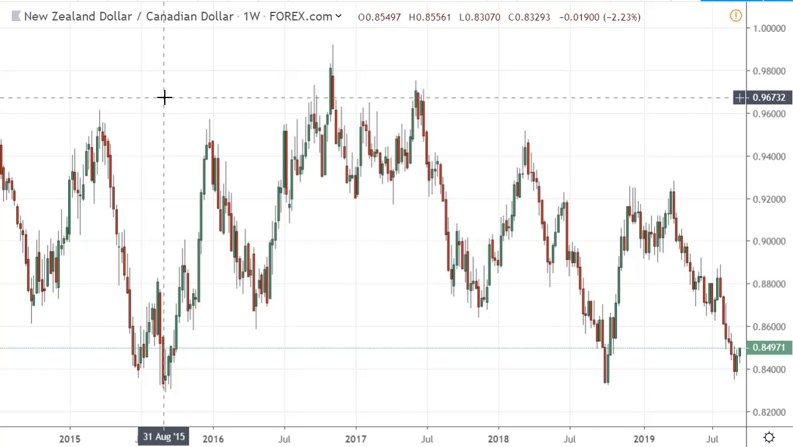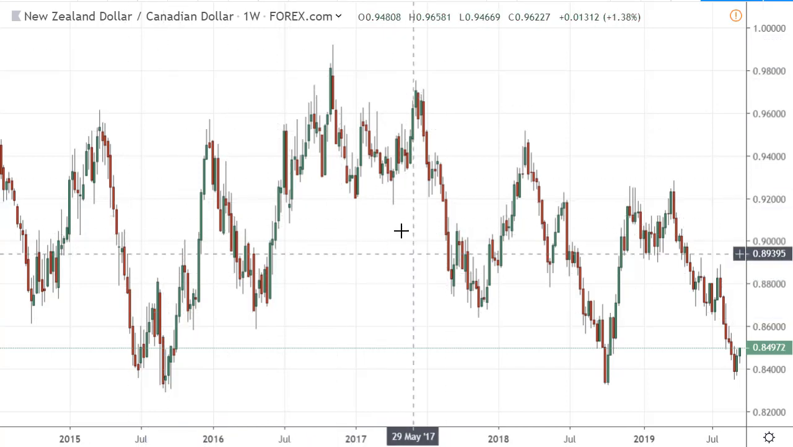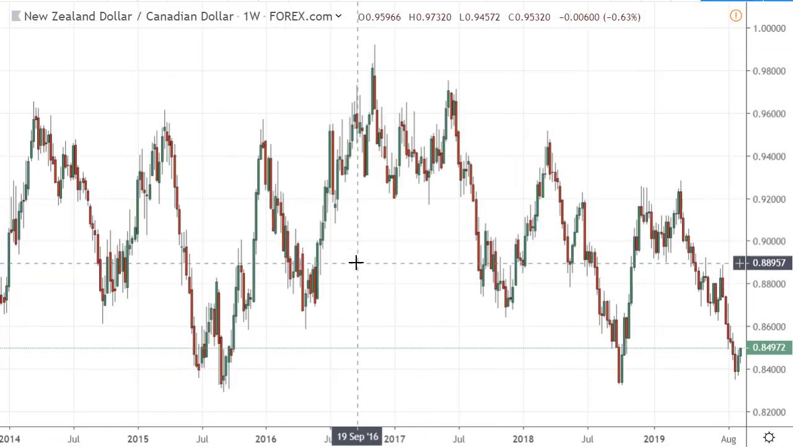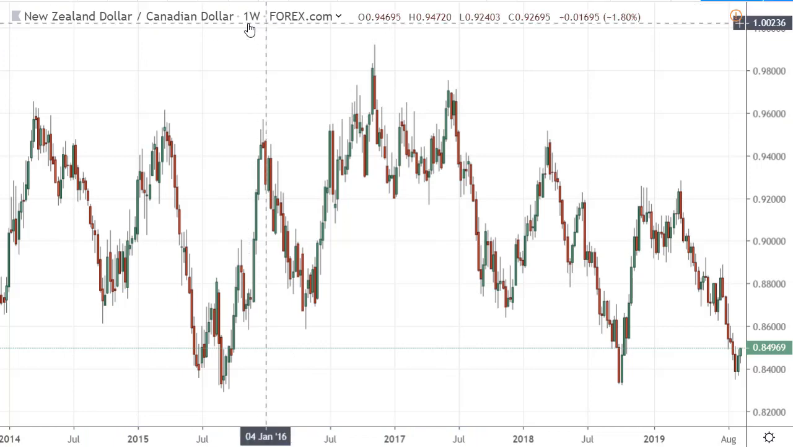But over time we all evolve, we all get new ideas about trading, so maybe I have a different view on it as well. So let's get into it right away. Supply and demand zones. This is the New Zealand dollar, Canadian dollar chart on the weekly.